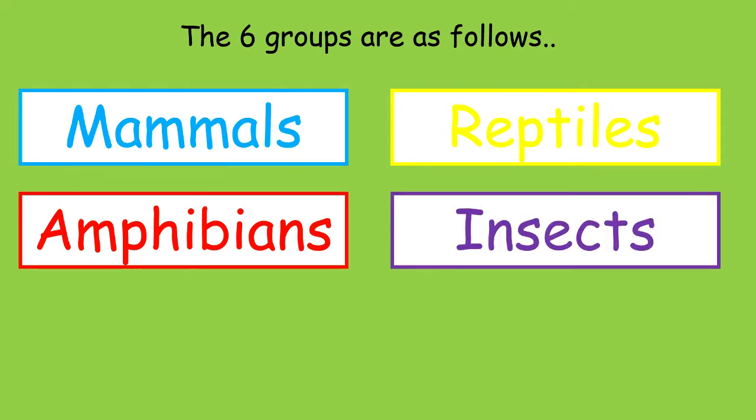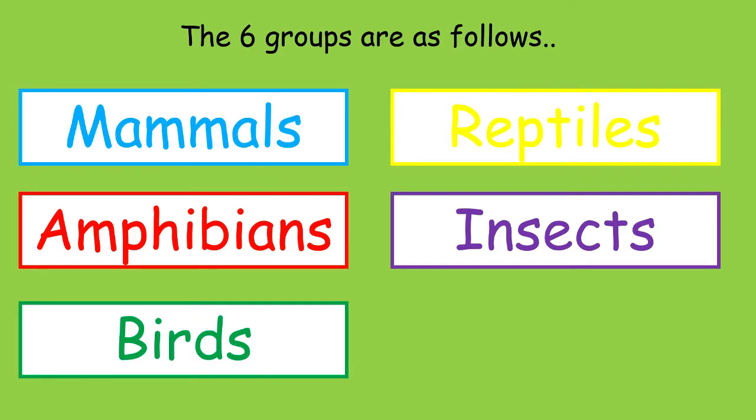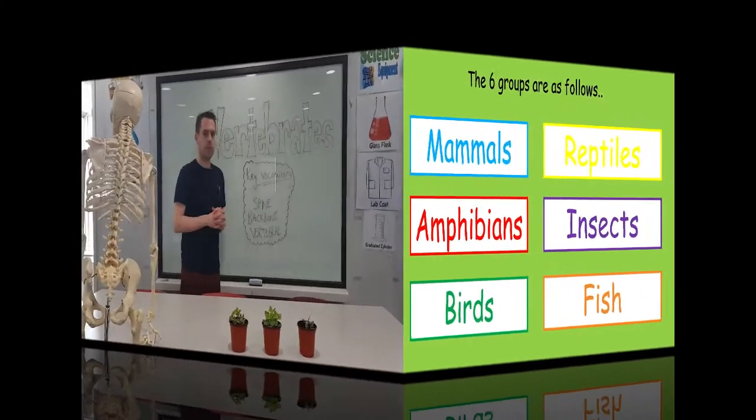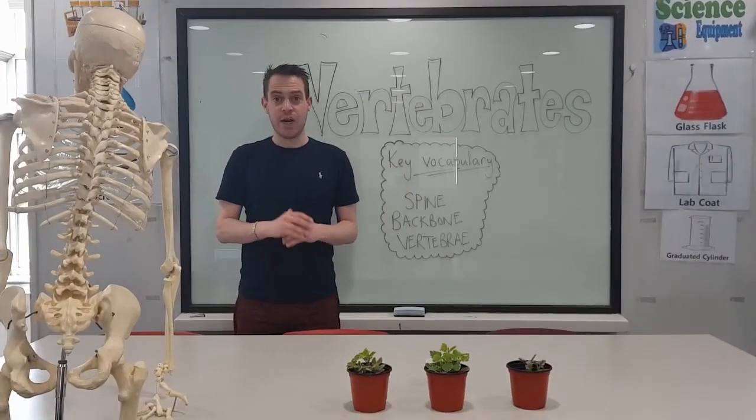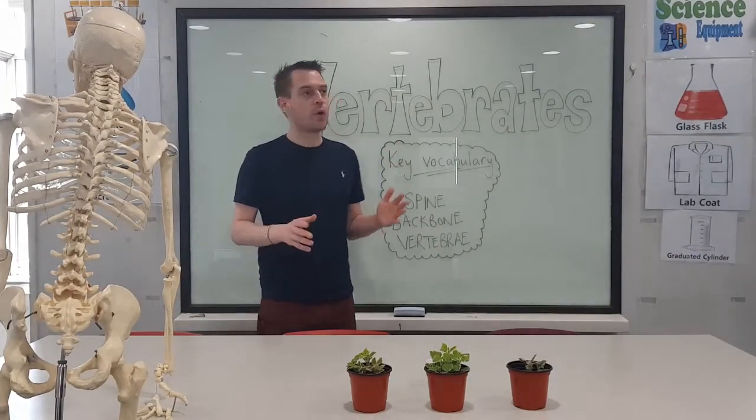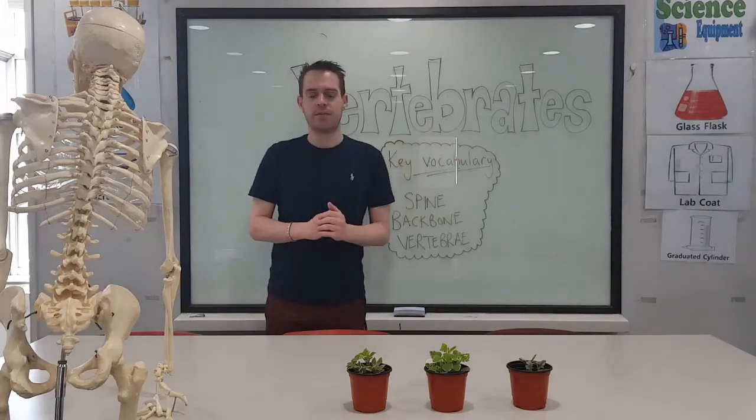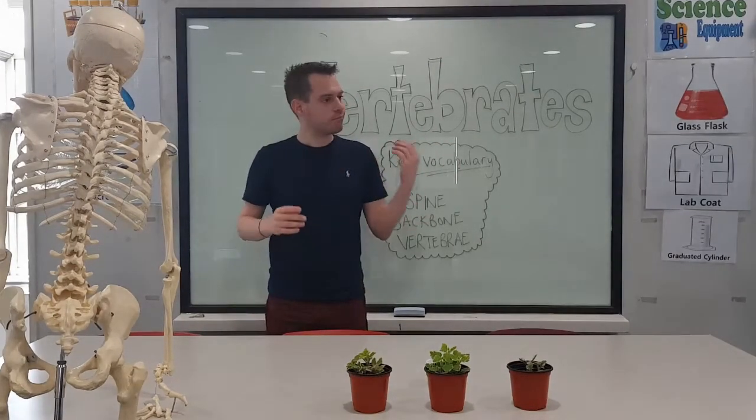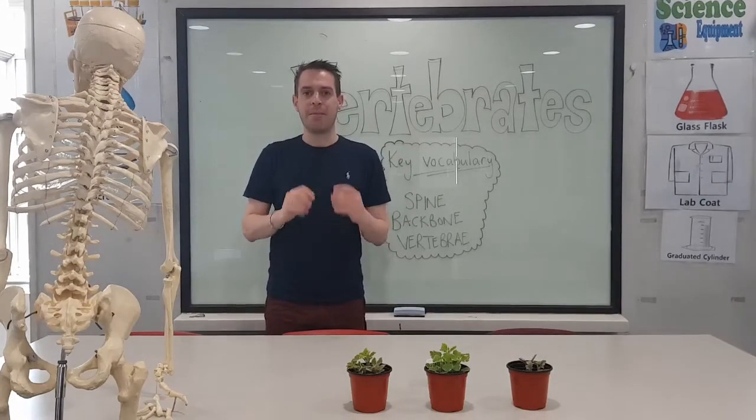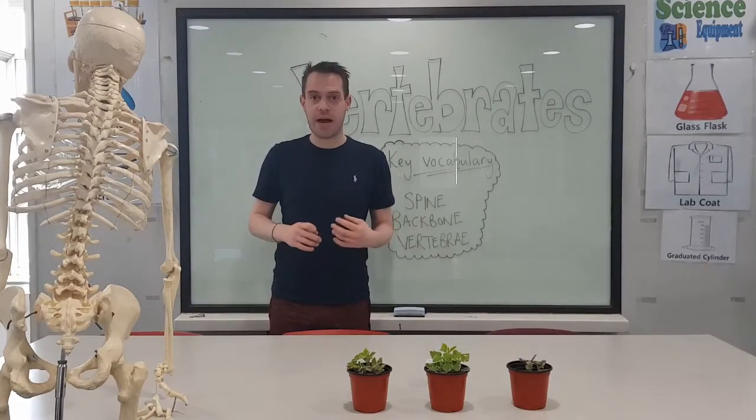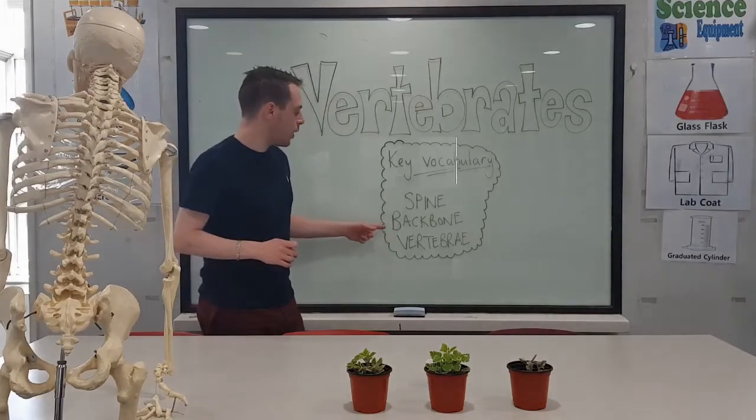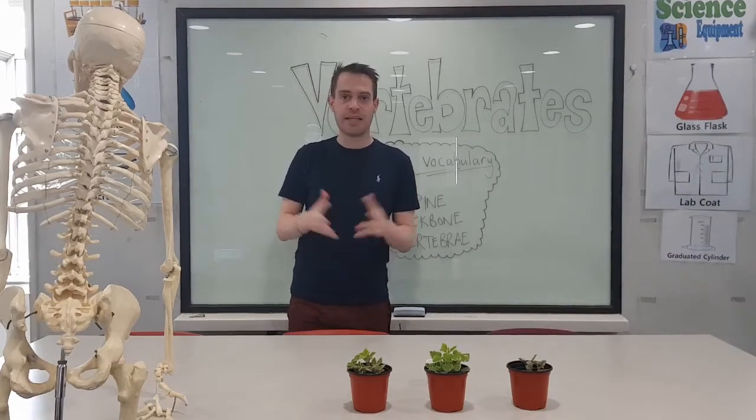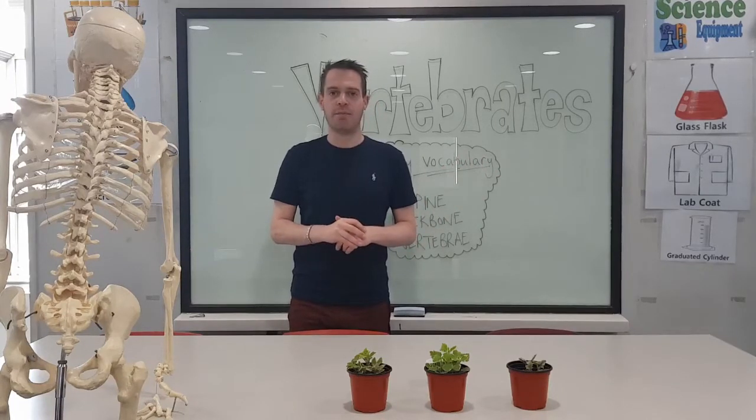Insects, birds, and of course, fish. Well, as I said today, we're going to be looking at animals that we call vertebrates. Do you know what that word means? Have you heard it before? Well, vertebrates means that all of these different types of animals have what we call backbones, which is why I brought our lovely skeleton friend here today into our science room.